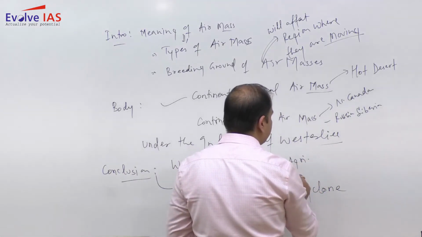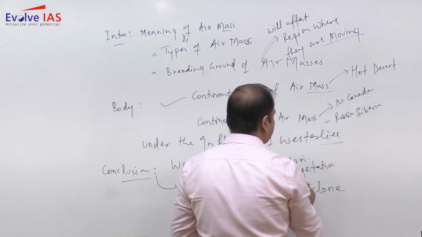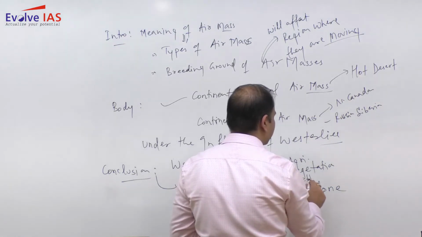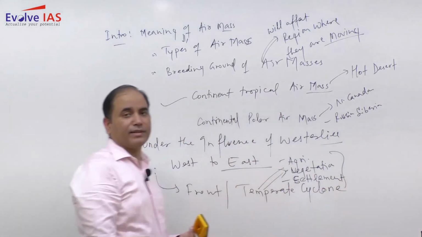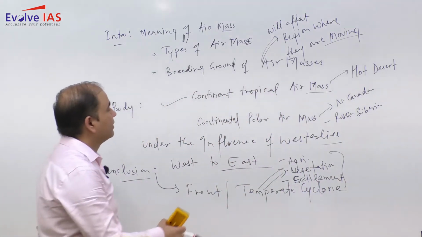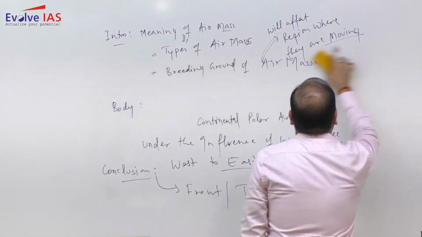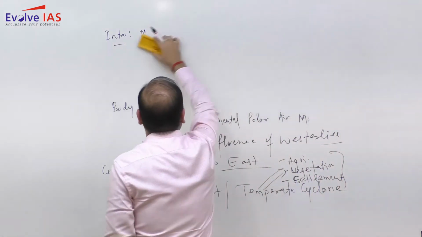agriculture, vegetation, most of the settlement definitely is being affected by these frontal activities. So from that perspective, air masses are very important climatic phenomena, specifically for the mid and higher latitude.